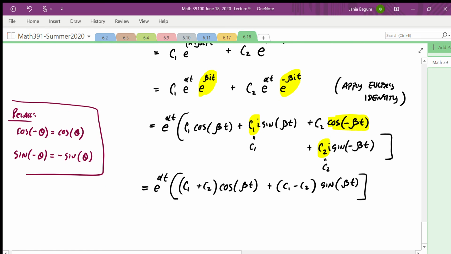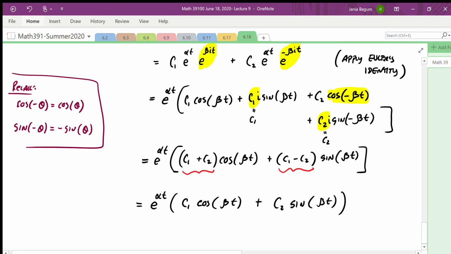Okay? Now, do you agree that I can just call this one constant, and call this one just another constant, because I'm adding and subtracting constants, right? So I'm going to rename them as different constants. So I have e to the alpha t times c1 cosine of beta t plus, and then c1 minus c2, I'm just going to call it another constant, call it c2, sine of beta t. So that's our final solution.